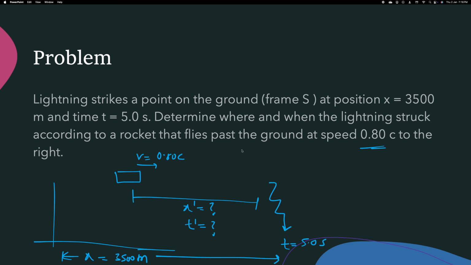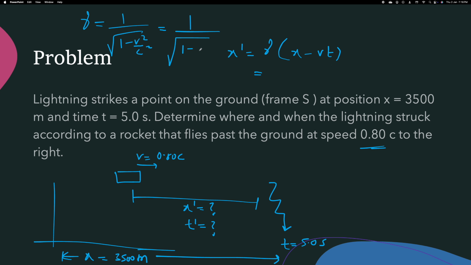So let's first find out x prime. The formula for x prime, which is there in your data booklet, is x prime equals gamma times (x minus vt). Now let's calculate gamma separately: gamma is 1 over the square root of 1 minus v squared over c squared, which is 1 over the square root of 1 minus (0.8c) squared over c squared. The c squared cancels, leaving 1 over the square root of 1 minus 0.8 squared. If you solve it, you get 5 over 3.